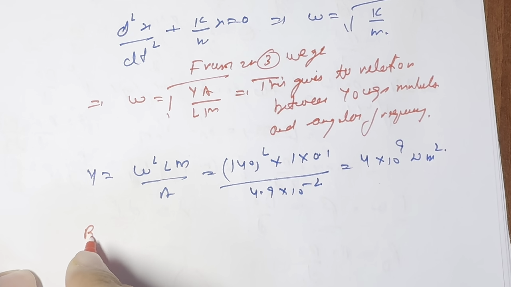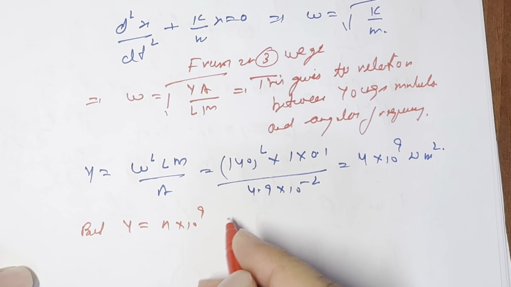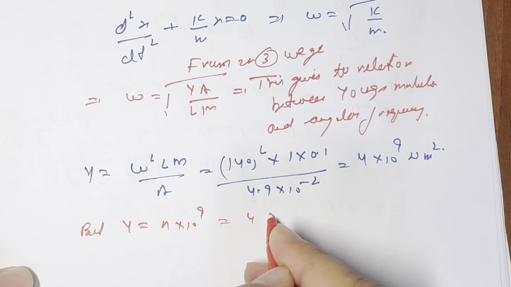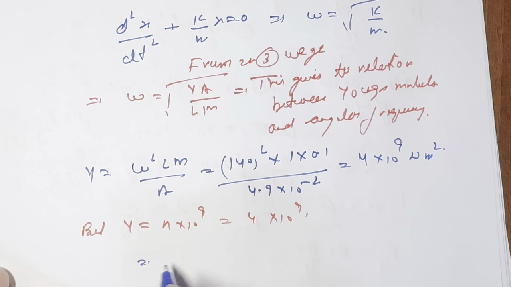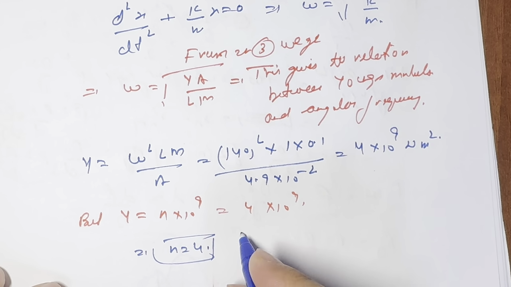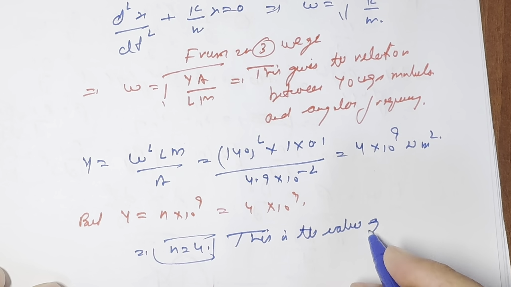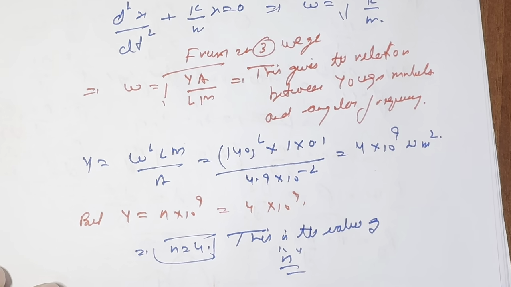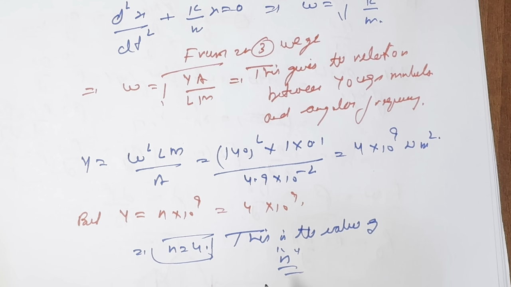But we are given that Y is equal to n multiplied by 10 raised to power 9. So if we make a comparison from here, we can say the value of n is equal to 4, which we were supposed to find out. So n is equal to 4. So this completes the question. Thank you.